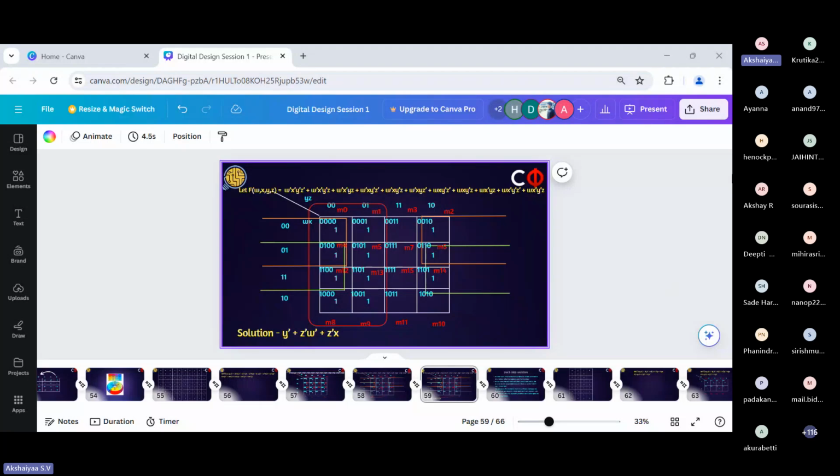Okay, so I'll wait for a minute. If it's clear, then we'll go on to the last topic for today, which is the don't care condition. And it's actually just the same. There is no difference in this.